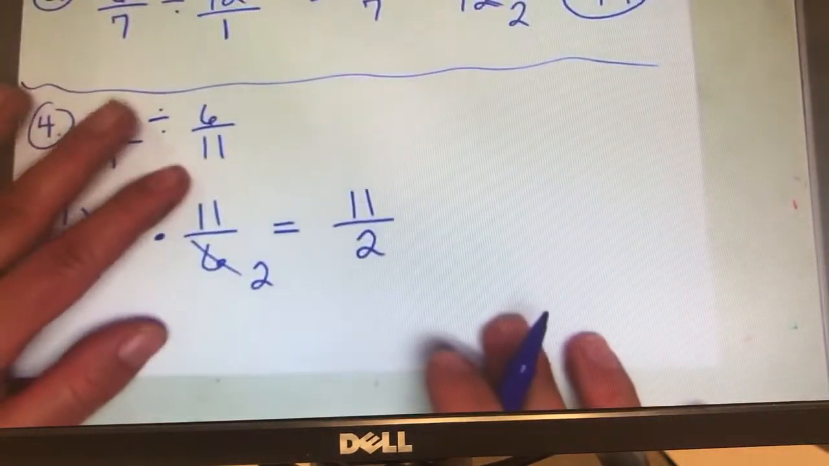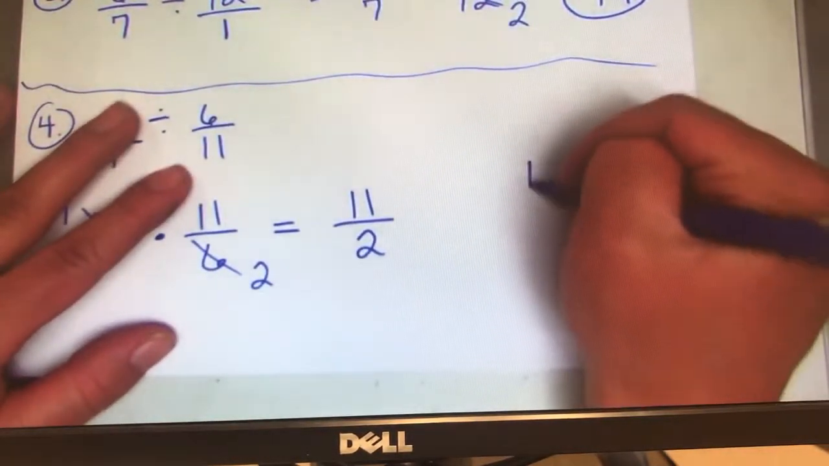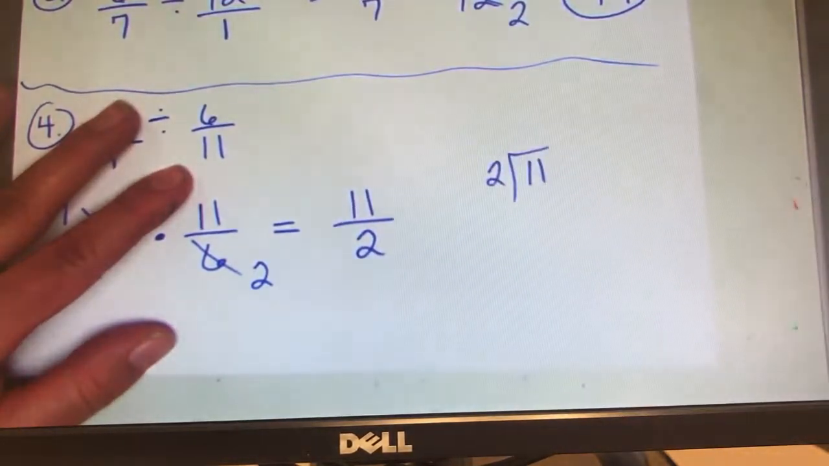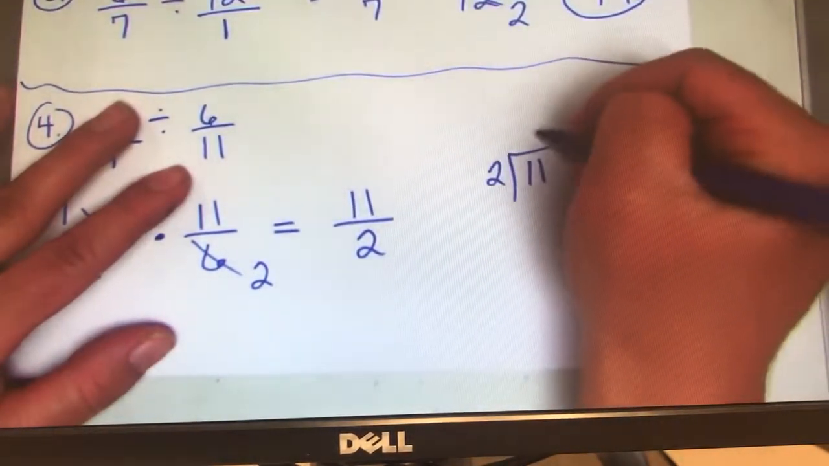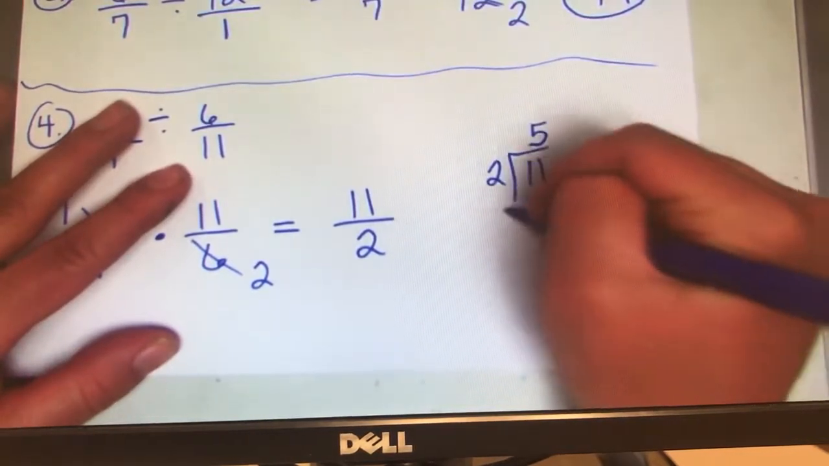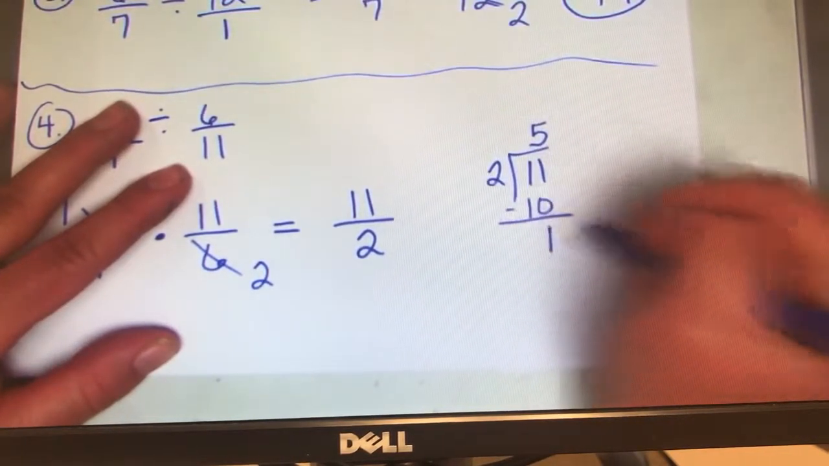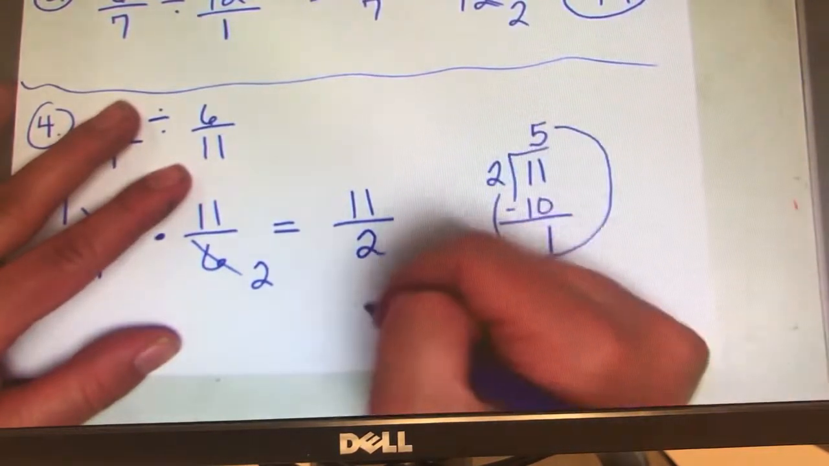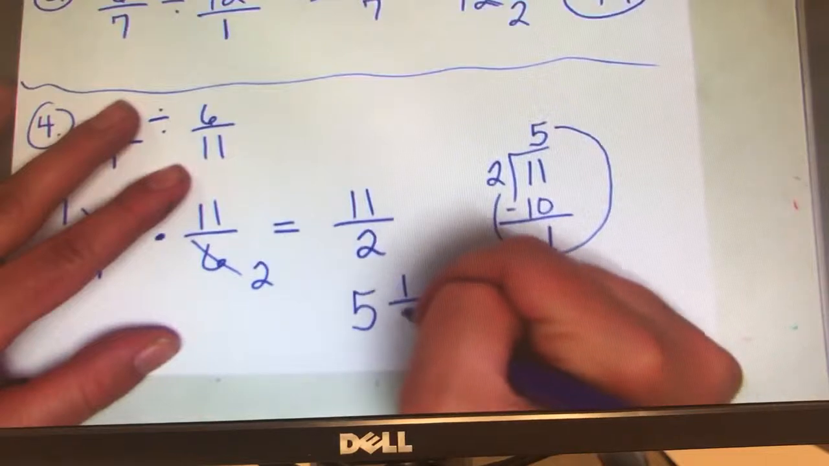But just for practice, let's change it to a mixed number. 11 divided by 2. You're always going to do numerator divided by denominator. 2 goes into 11 5 times. 5 times 2 is 10. 11 minus 10 is 1. Start at the top and go around the clock. So we got 5 and 1/2.